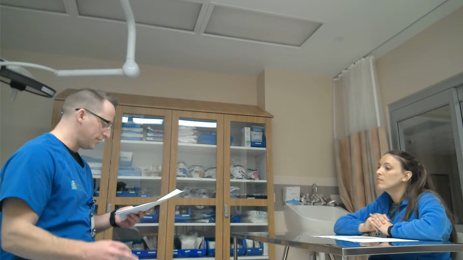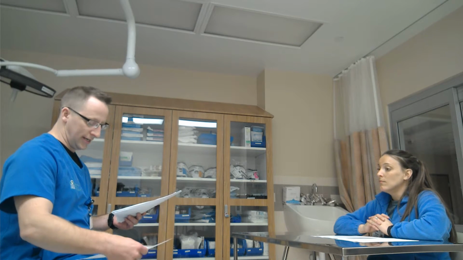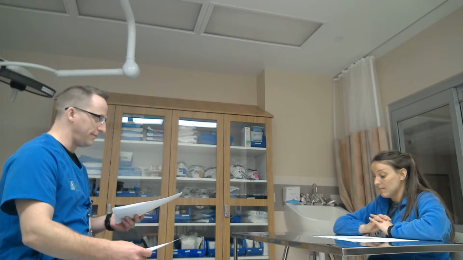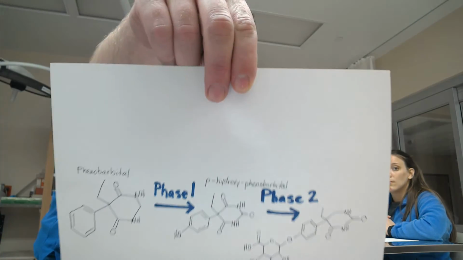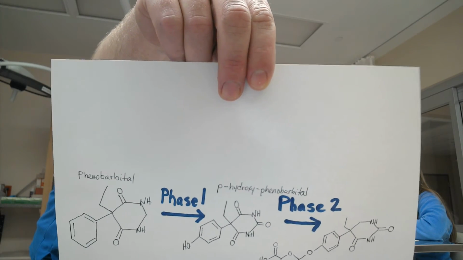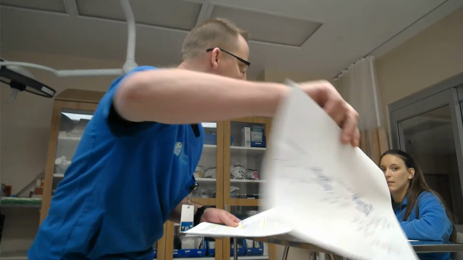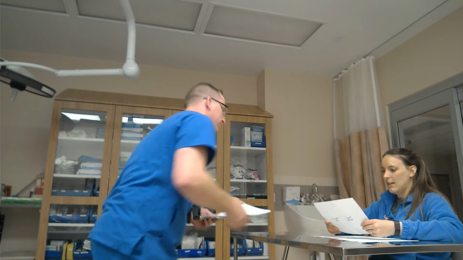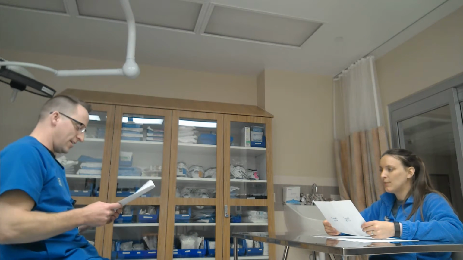And for your reference, I am going to hand you an example of what phase 1 and phase 2 metabolism is in phenobarbital. There you go. This is great. I really understand it better with this illustration.